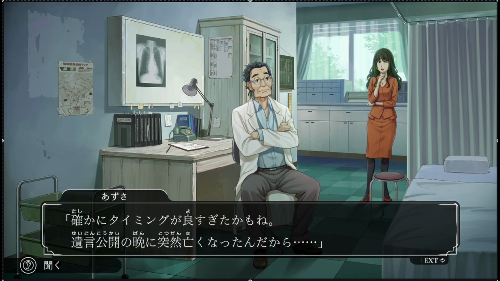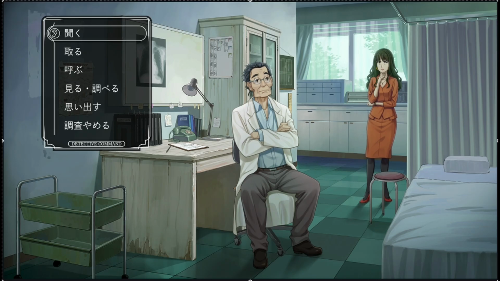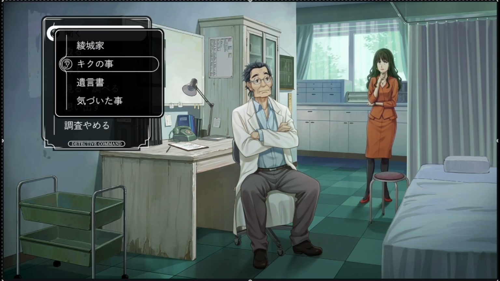確かにタイミングが良すぎたかもね。遺言公開の晩に突然亡くなったんだから。 確かに is like certainly, timing was too good. Wow, too good is how she's phrasing it. Maybe too good. Alright. 遺言公開の晩に突然 is suddenly, and then died. Okay. She's just more and more suspicious.